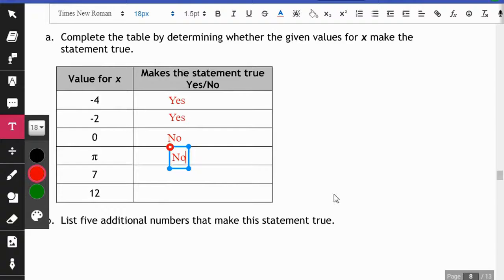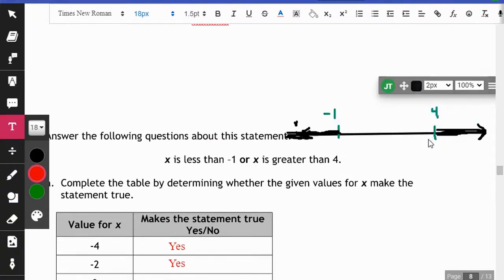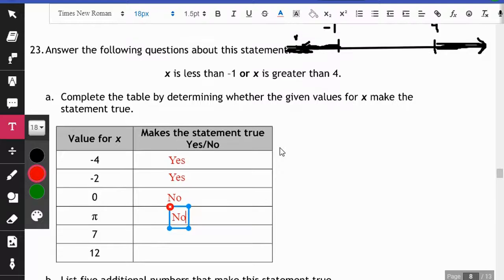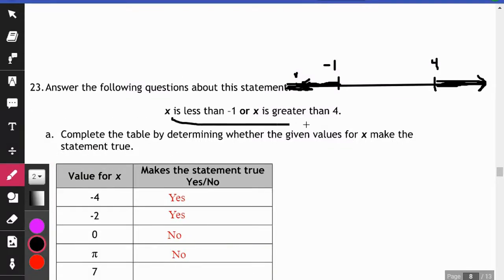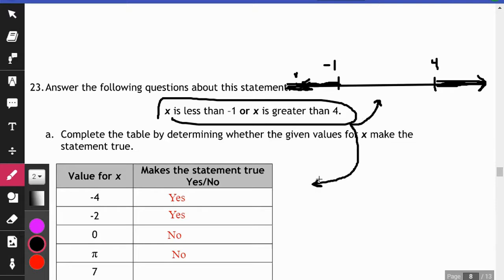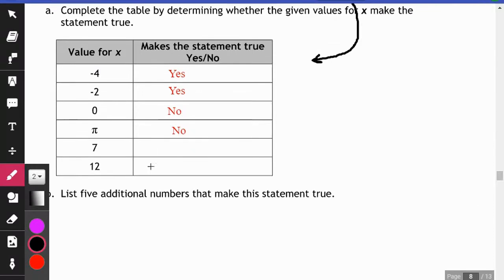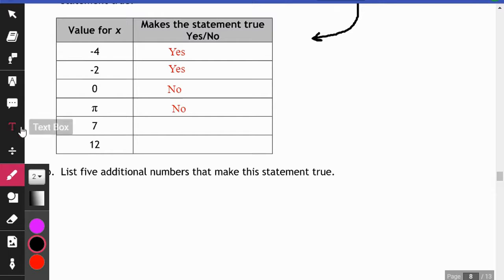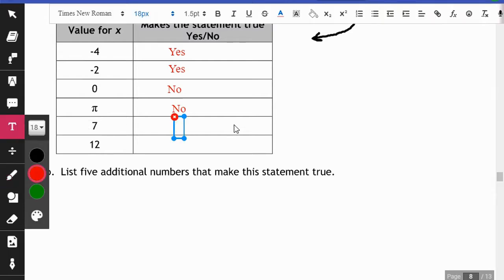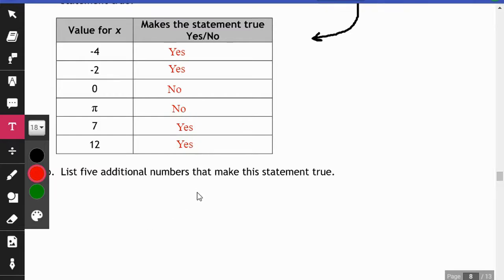How about 7? Now we're greater than 4 like we're supposed to be. So just to understand, this right here is up here. And no, okay, that's what we're referring to. It should be in italics so you can see it better. Now we've got numbers that are greater than 4. Greater than 4 is okay, yes. And yes. Okay, we're going to list 5 other numbers that make this true.